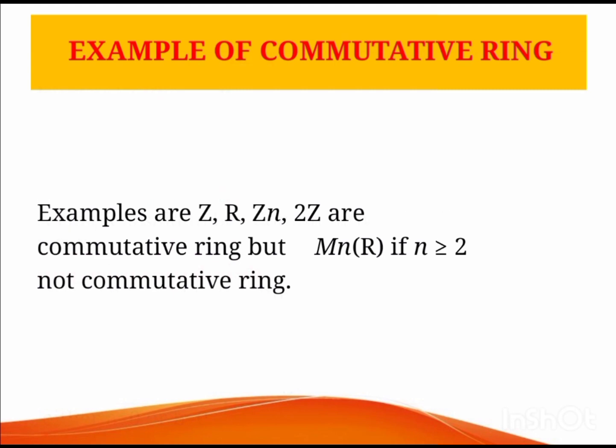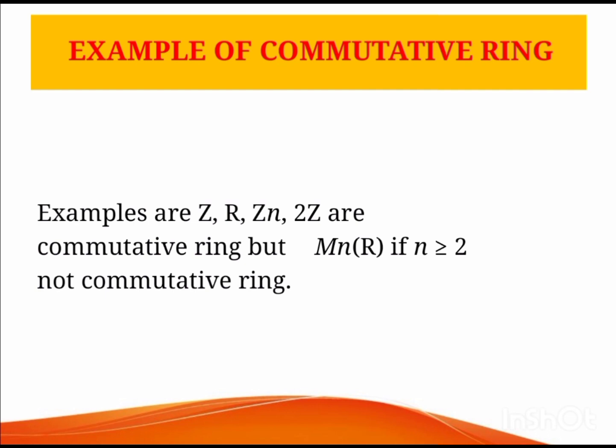Next, the examples of commutative rings: integers, real numbers, even integers, and integers modulo n, that is Zn, are commutative rings. But Mn(R), if n is greater than or equal to 2, is not a commutative ring.